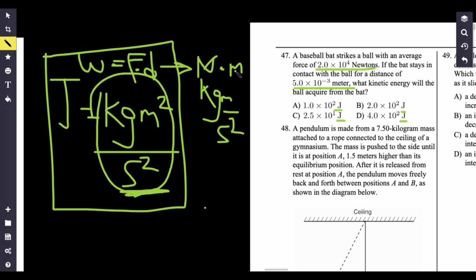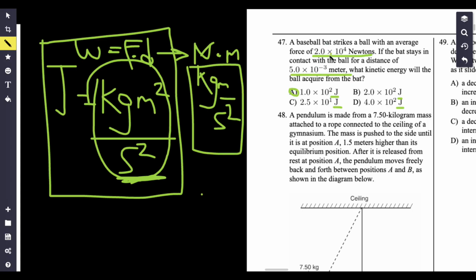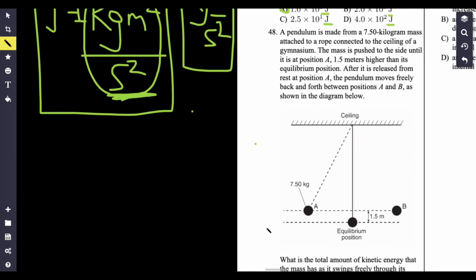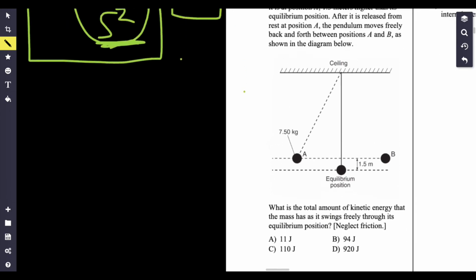Well, I have a newton, I have a meter. That leads me to the correct unit. So if you just multiply these two values together, you're going to get answer choice A. That's kind of how you can cheat the multiple choice, quote unquote.